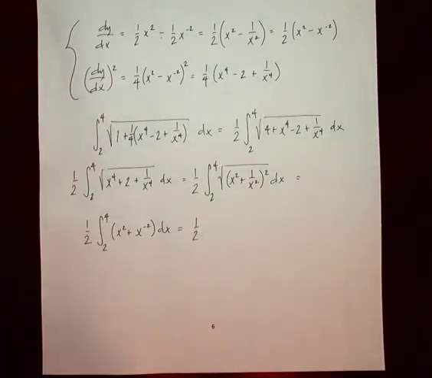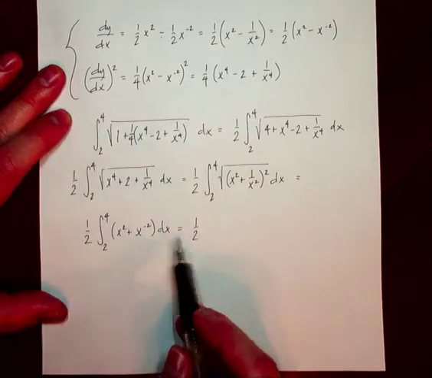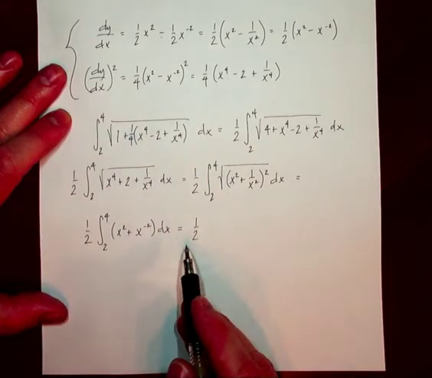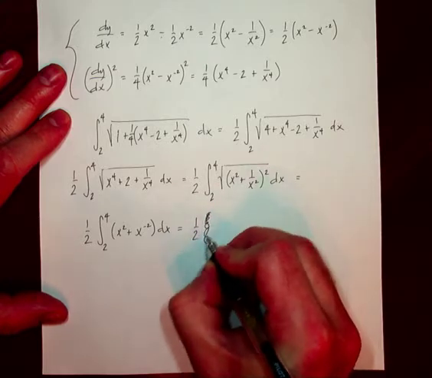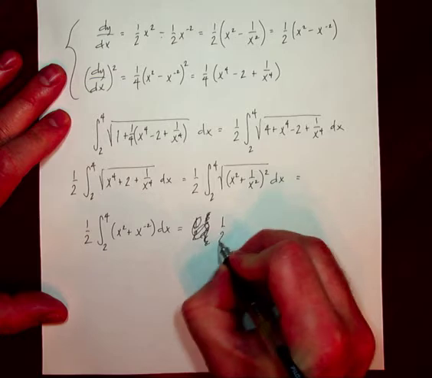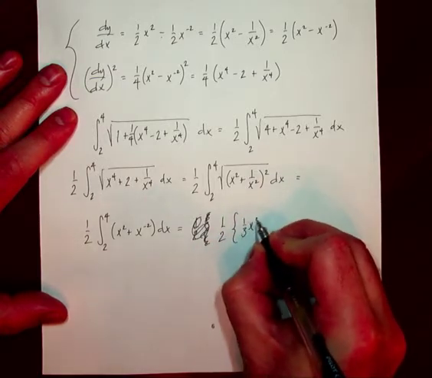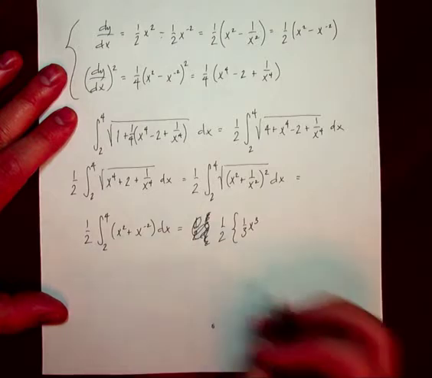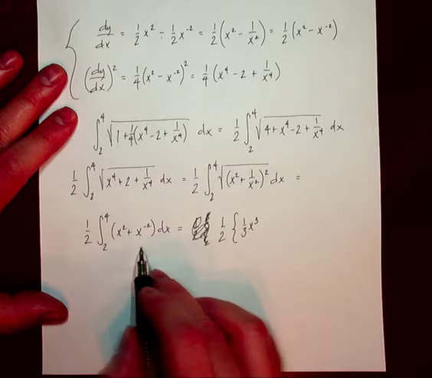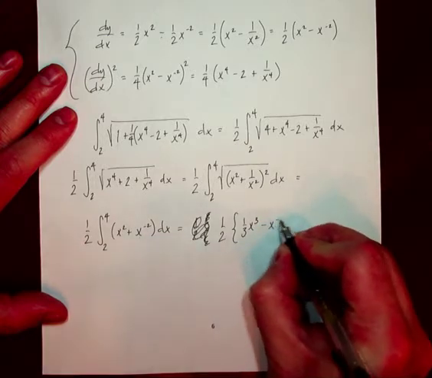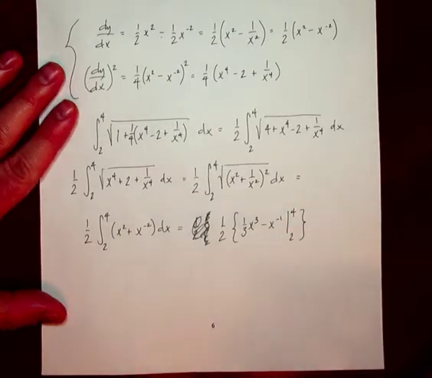Now all of this, from here all the way to here, none of it has been calculus, but here is the calculus step right here. 1/3 x cubed, right? That's how x squared anti-differentiates. And then this becomes x to the negative 1 over negative 1, so minus x to the negative 1. And I'm going to run it from 2 to 4.